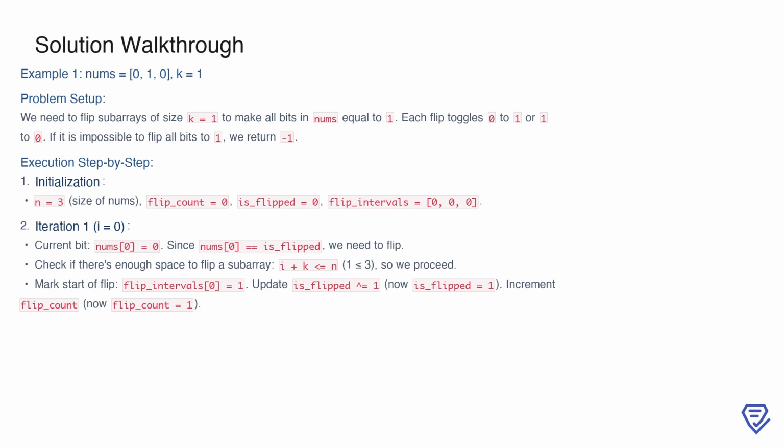Now, we start iterating. At I equals 0, the current bit is nums[0] equals 0. Since this value matches is_flipped, it indicates that we need to flip here. We check if there's enough space to perform a flip of size k, which there is because 1 is less than or equal to 3. We mark the start of the flip in flip_intervals by setting flip_intervals[0] to 1. Then, we toggle is_flipped by XORing it with 1, so is_flipped becomes 1. Finally, we increment flip_count to 1.